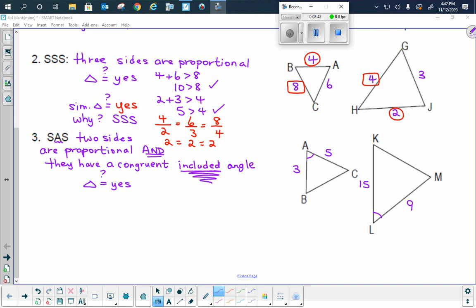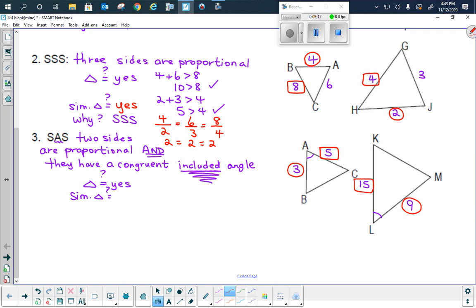Next, I'm going to ask myself, are they similar triangles? Okay, so if it's this method, then I'm going to ask myself the following questions. First, do I have 2 sides that are proportional? So I'll start with saying, okay, I'm circling the smallest sides, the 3 and the 9. I'm going to box the largest sides, the 5 and the 15. I'll just see if those are proportional first.